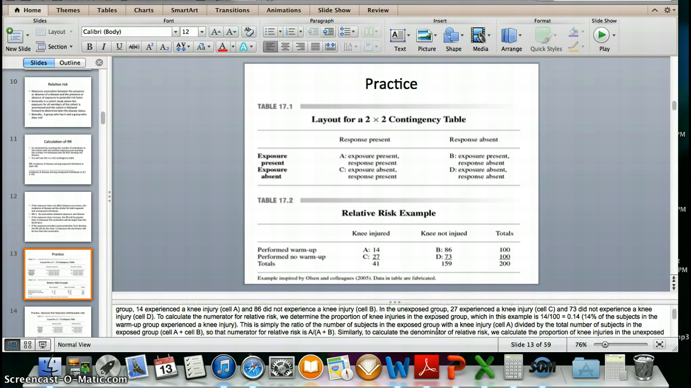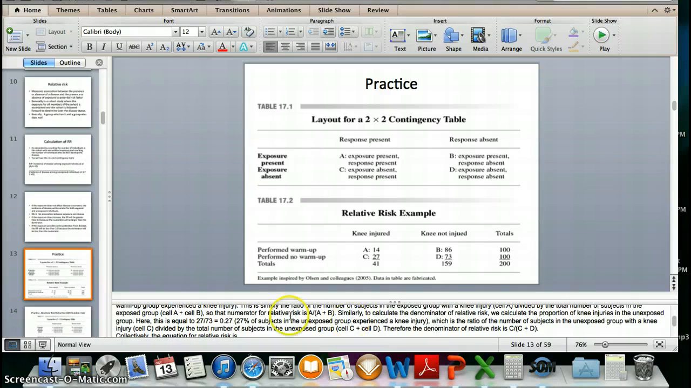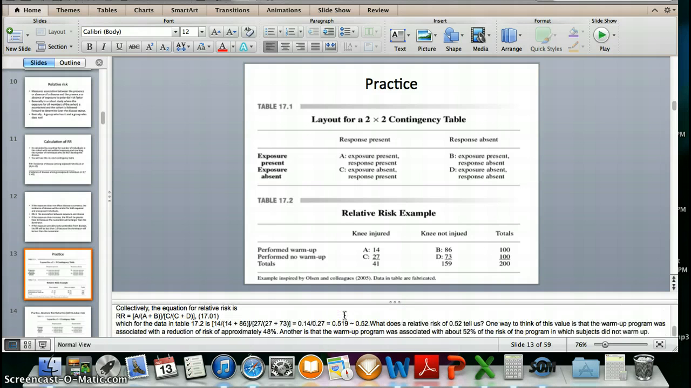I don't know if you can see down here, but I've put that in here for you as well if you needed to see. That's what you would use to calculate the relative risk. And as you can see, I have the equation down here. And this is what you should get when you put the whole thing together. You should come out with about 0.52.